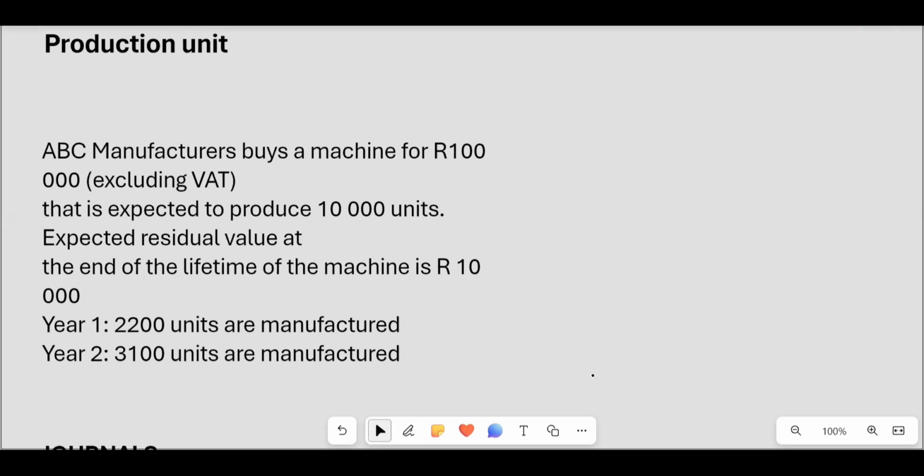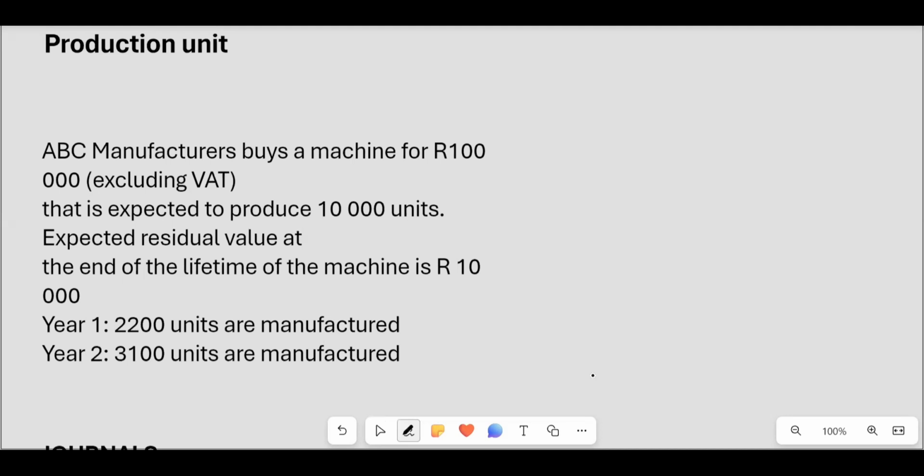Now let's calculate the production units method of depreciation. As I've explained earlier, this method is common in lease agreements for a manufacturer. That's why even the statement says ABC manufactures, buys a machine. This statement is common in manufacturers, right? Now let's dive into the method, and let me show you how easily it can be calculated.